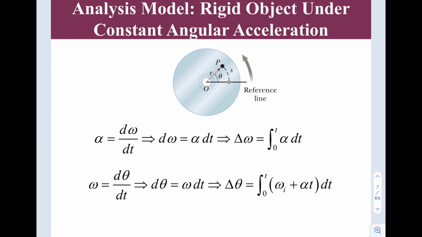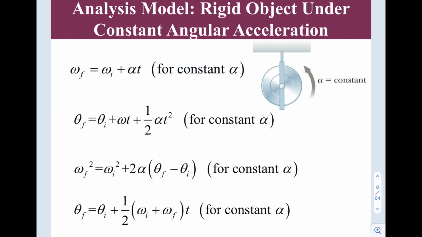Alright, so alpha is defined as d omega over dt. If we want to have omega only, d omega equals alpha dt. So change in omega is equivalent to the integration of alpha with respect to t from initial, or 0, up to time t. And omega is d theta over dt, so we are applying the same method. So d theta is equivalent to omega dt. So delta theta is equivalent to the integration of omega initial plus alpha t dt.